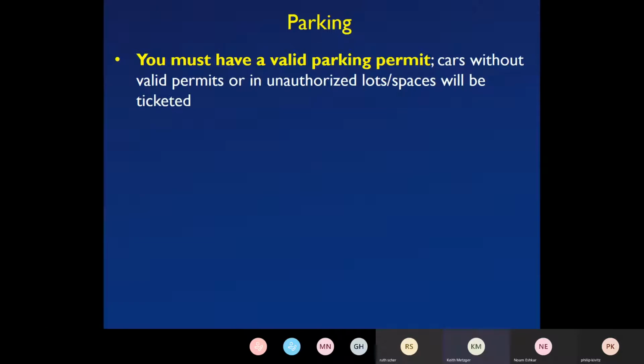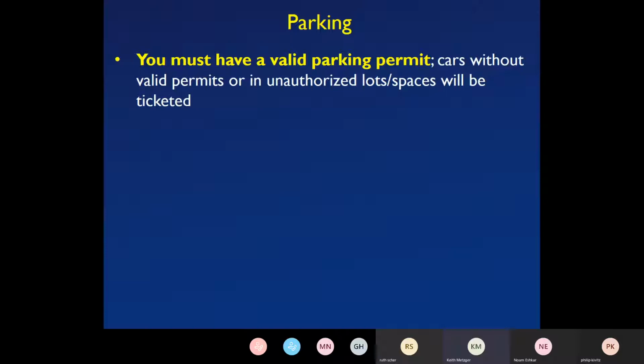Okay, the most important thing, parking. You must have a valid parking permit. They have been ticketing people. It doesn't matter if you are a student or Bob Garrett. Actually, Bob Garrett doesn't get tickets because he has a reserved space. But if you park in the wrong lot, or if you don't have a permit, they will ticket you.